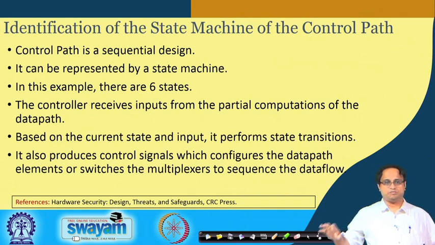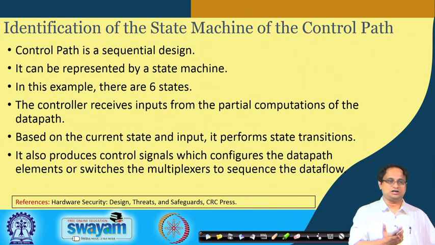We also have the control path. The control path, as I said, is a sequential design. The data path is largely a combinational design, but the control path is a sequential design. In this case you can see that it is a 6 state machine, because we had 6 states in my algorithm. The controller receives inputs from the partial computations of the data path elements, and based upon the current state and the input it performs state transitions. It goes in between all these 6 states and produces control signals.